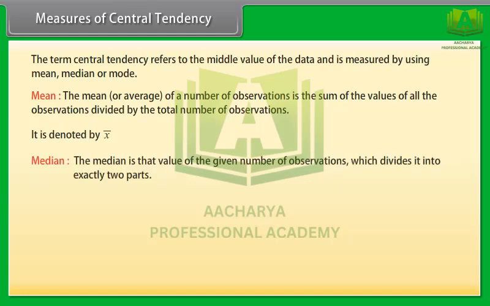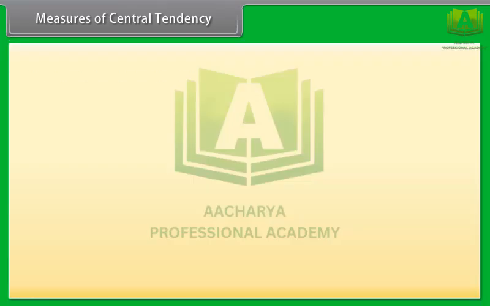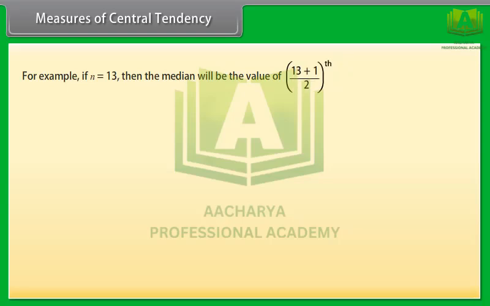The median is that value of the given number of observations which divides it into exactly two parts. When the number of observations, that is n, is odd, the median is the value of the (n plus 1) whole upon 2th observation. For example, if n is equal to 13, then the median will be the value of the (13 plus 1) whole upon 2th, that is, the 7th observation.